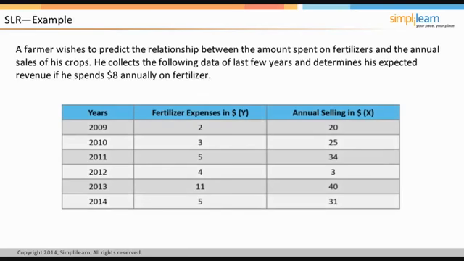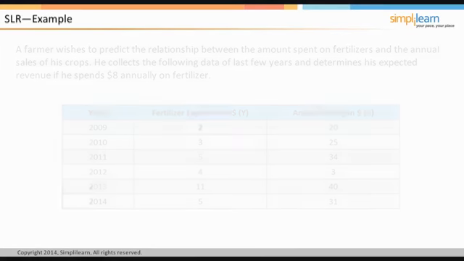Consider the following example. Suppose a farmer wishes to predict the relationship between the amount spent on fertilizers and the annual sales of his crops. He collects the data shown here for the last few years and determines his expected revenue if he spends $8 annually on fertilizers. He has targeted sales of $31 this year.